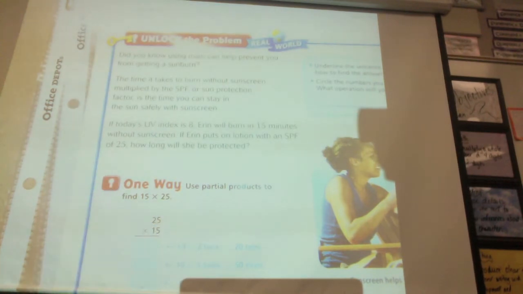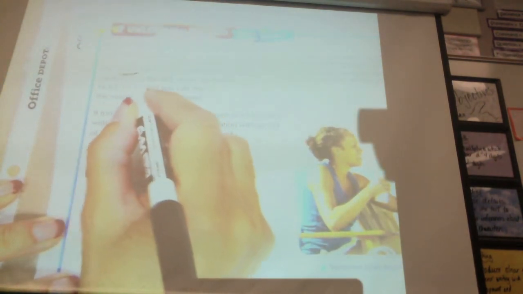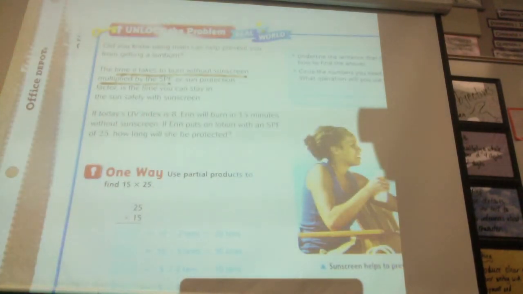Okay, so let's look at the question over here. It says, underline the sentence that tells you how to find the amount. And it tells you right here, the time it takes to burn without sunscreen multiplied by the SPF. That's how you find it. So in the word problem, I'm underlining where it tells me how to solve my problem.